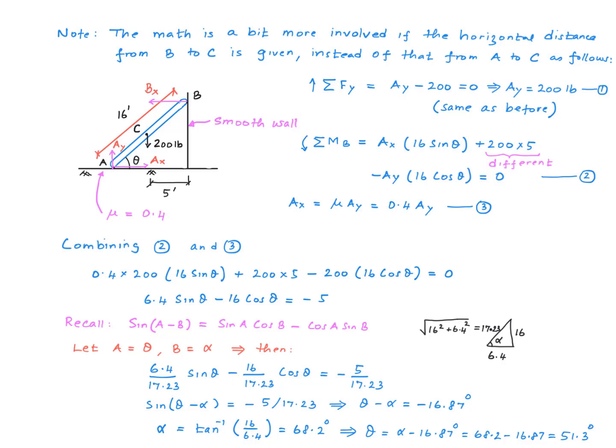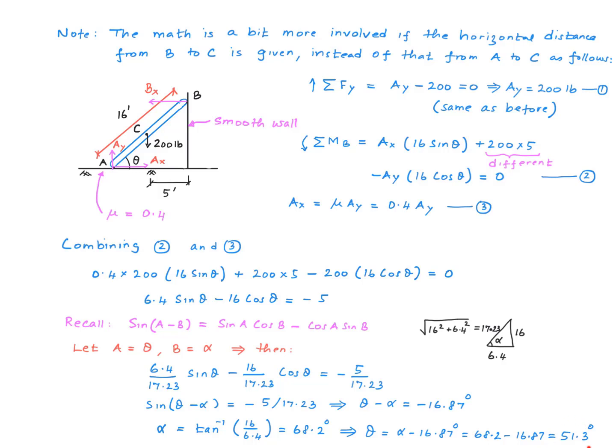Now applying this formula, the left-hand side of this equation can be written as sine(theta minus alpha). Sin A cos B minus cos A sin B, right? Now we have a simple equation for theta minus alpha, and therefore theta minus alpha can be easily found from this equation. So I get a value of minus 16.87 degrees for that. And from this triangle we see alpha is tan inverse of 16 over 6.4, and we get a value of 68.2 degrees. So now we can go ahead and solve for theta by combining this with this. And I get a value of 51.3 degrees.